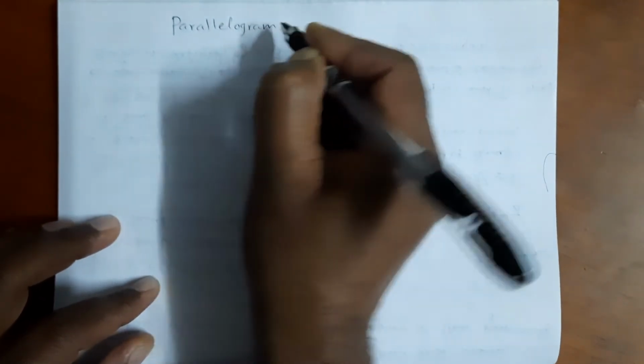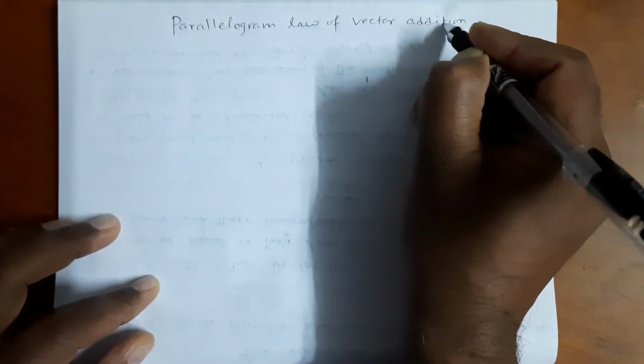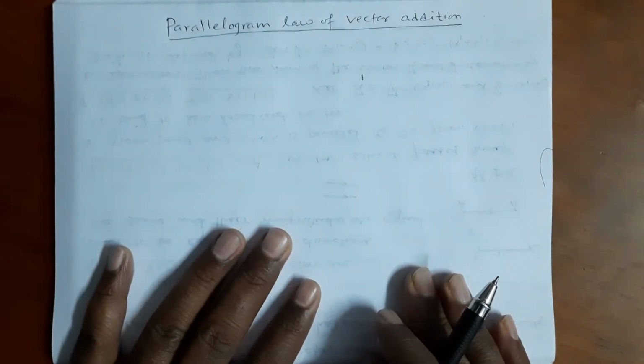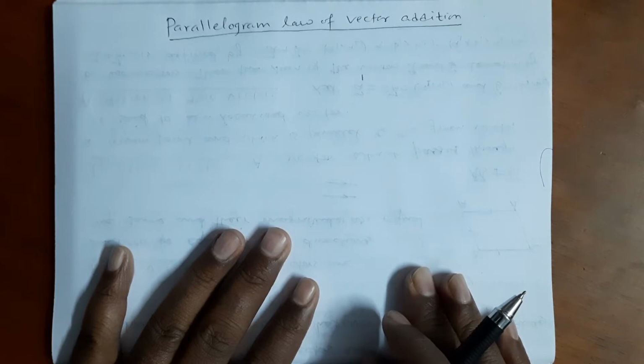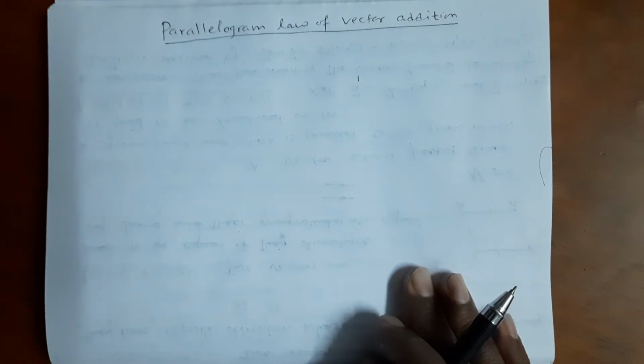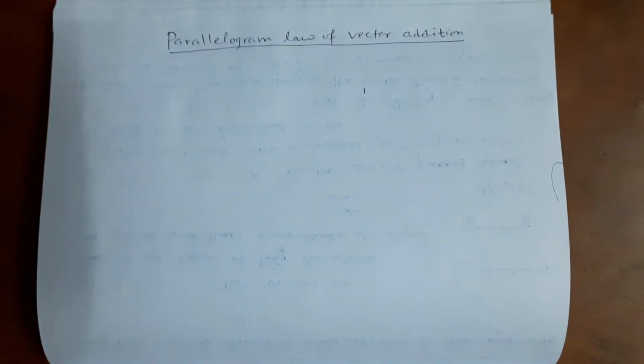Parallelogram law of vector addition. According to this law, if two adjacent sides of a parallelogram starting from the same point represent two vectors, then the resultant is represented by the diagonal starting from the same point. Let's look at the proof of this.